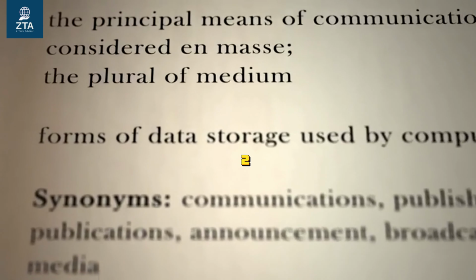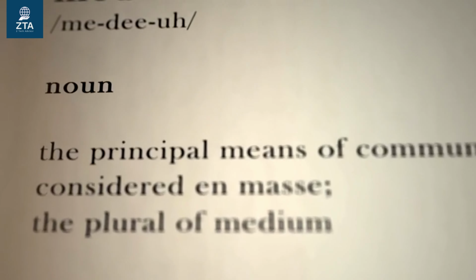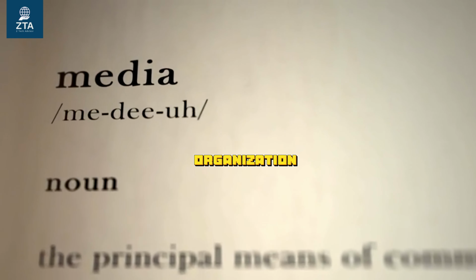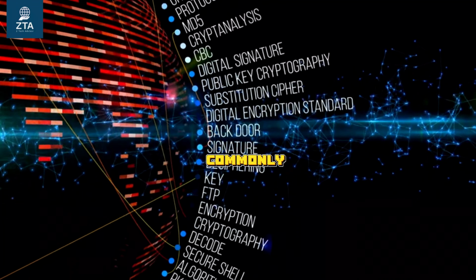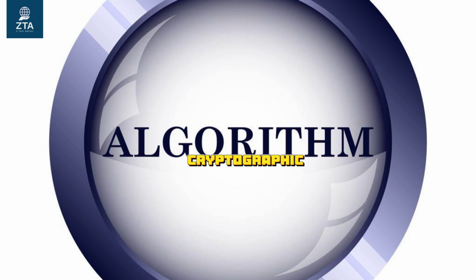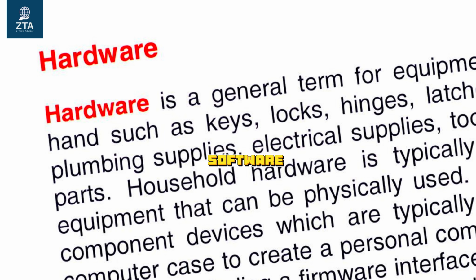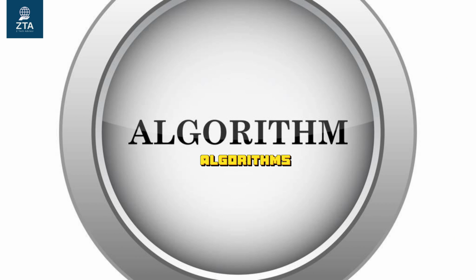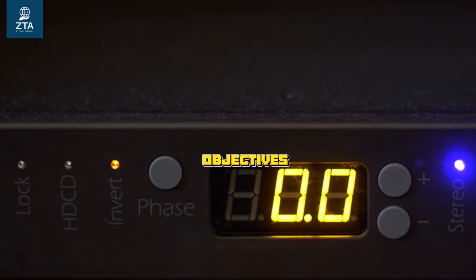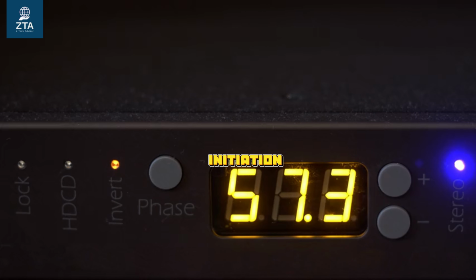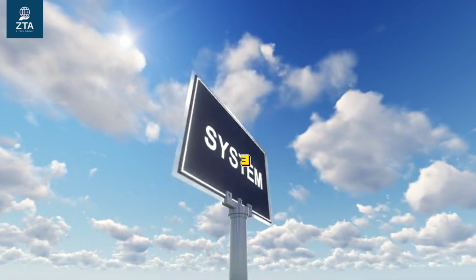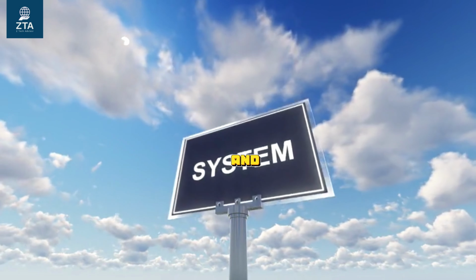Phase 2. Development or acquisition. In this phase, the organization develops or, more commonly, acquires a cryptographic system that meets the gathered requirements. This involves selecting an appropriate combination of software, hardware, and algorithms that align with the security objectives established during the initiation phase.